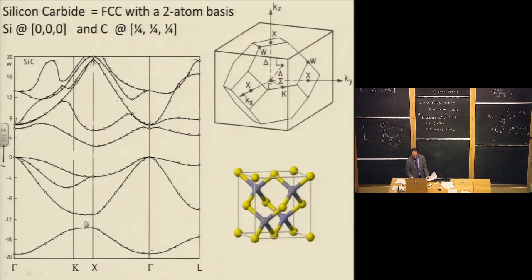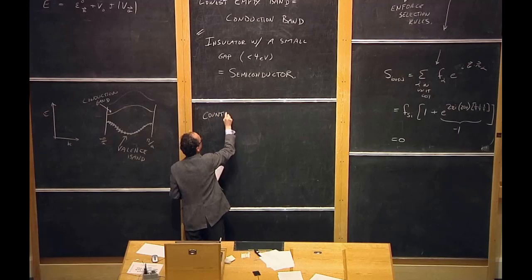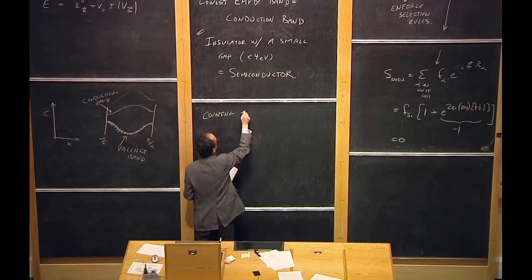So in this picture of silicon carbide, these bands here are all filled. The Fermi energy, or the chemical potential, lies in the middle of this gap. So you would say that it's an insulator or a semiconductor. If you look at the difference in energy between the lowest point of the conduction band and the highest point of the valence band, it's a little less than 4 eV, so we would say silicon carbide is a semiconductor.